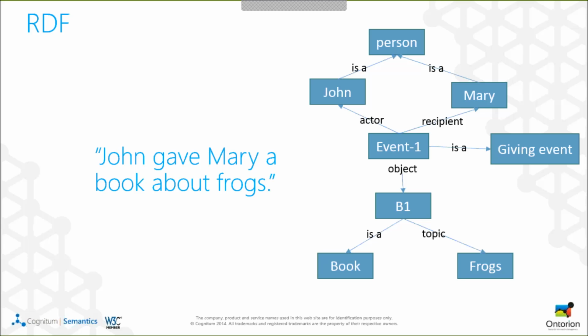Why? Because in RDF you can express much less than in OWL, and also because RDF is a language that allows you to express things that can be represented on a graph. To give you a quick idea of what it means to represent something on a graph, take this sentence: John gave Mary a book about frogs. This is already quite a complex example, because you have an action that relates John, Mary and the book, and then the book is about frogs.